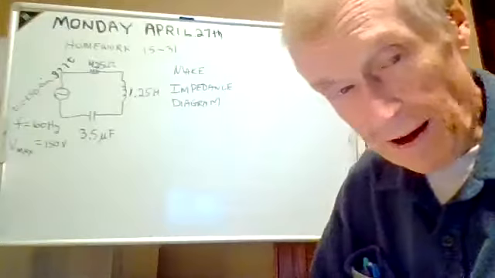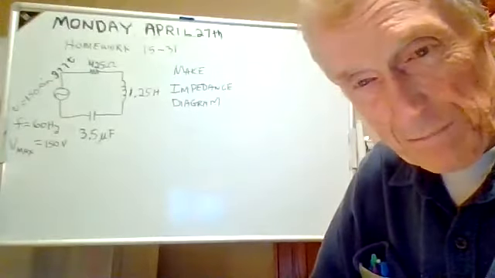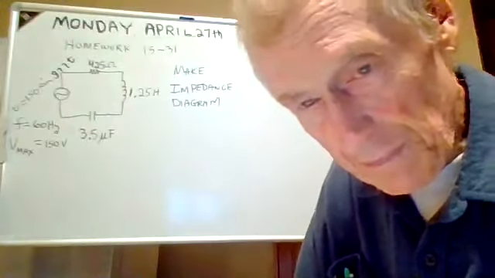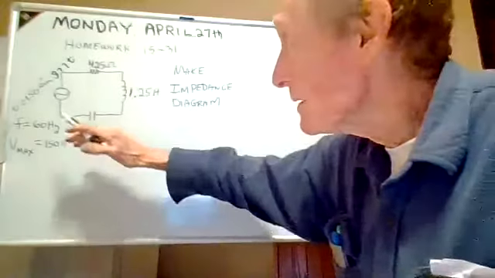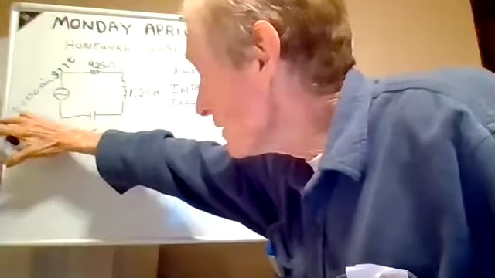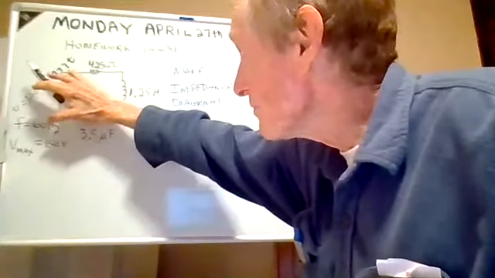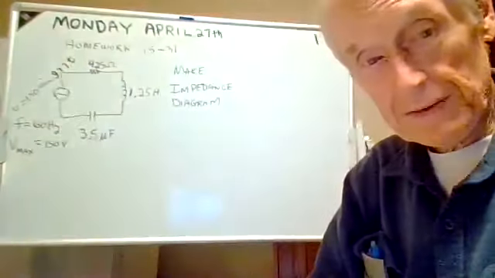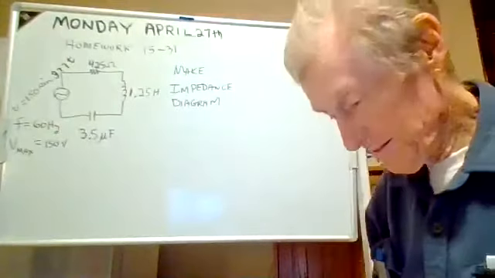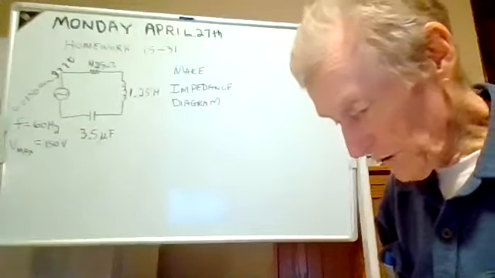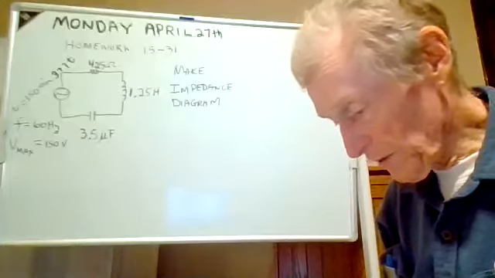Mr. Griffin? Yeah. What does that say on the top left? Does that say V equals 150 sine? Yeah. Little v equals 150 sine of 377 t. Okay, thank you. Okay, we're going to make that diagram now. I'll be quiet for a minute.